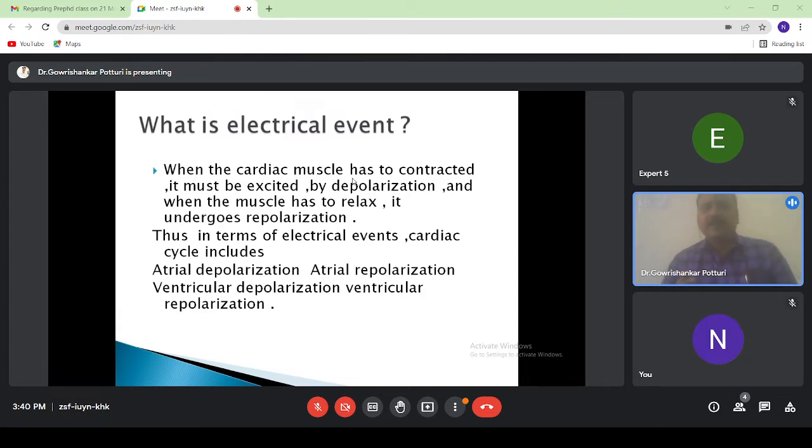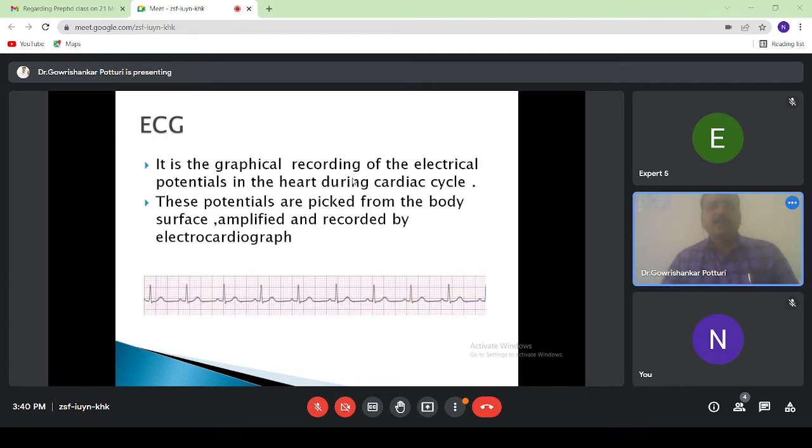So in terms of electrical events, the cardiac cycle includes atrial depolarization and atrial repolarization, that is atrial systole and atrial diastole. Similarly, ventricular depolarization and ventricular repolarization. ECG, as I told you, is the graphical recording of the electrical potentials in the heart during the cardiac cycle. These potentials are picked up from the body surface, amplified and recorded by the electrocardiograph.